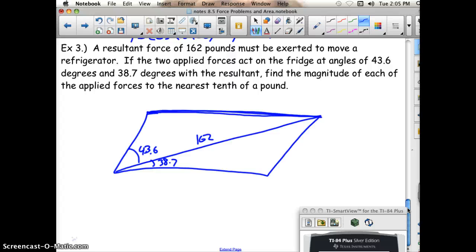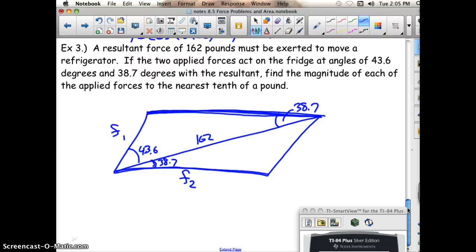And I'll find the first one, and I'll leave the second force to you. So this we'll call F sub 1 for first force, F sub 2 for second. All right, alternate interior angles are congruent. So if this is 38.7, this is a parallelogram, right? So this is parallel to this, which means that this must also be 38.7. So now you can see I have angle, side, angle. All right, when I have angle, side, angle, I need to be using the law of sines.